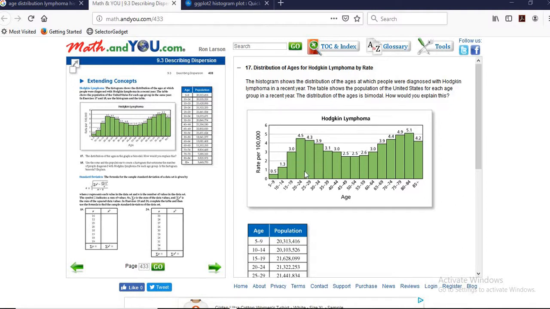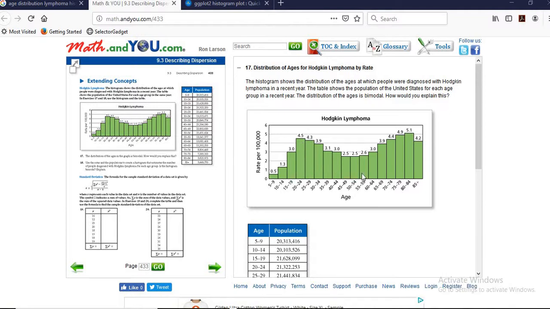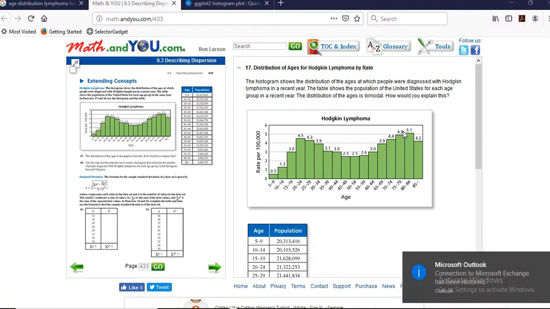And what you can see here is a pattern. On the x-axis they have age. On the y-axis they have rate per 100,000. So this is kind of like a frequency of how often people were diagnosed with lymphoma in this age bin. And what you see is two bumps. So this doesn't have one center. This has two centers. There seems to be a peak right between age 20 to 25, and there looks like there's another peak at around age 80 to 84.